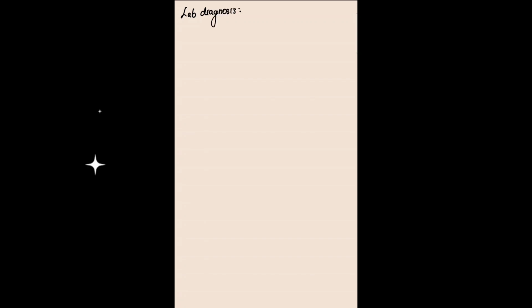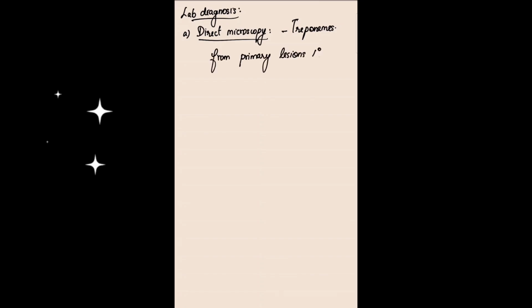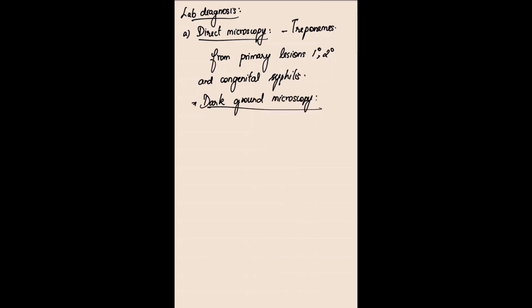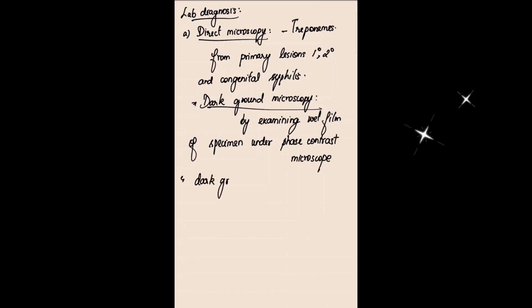Now let's see the laboratory diagnosis of syphilis. Starting off with direct microscopy, it is used for the demonstration of treponemes from primary lesions of primary, secondary and congenital syphilis. Then we are going to do dark ground microscopy by examining the wet film of specimen under phase contrast microscope or dark ground microscope.